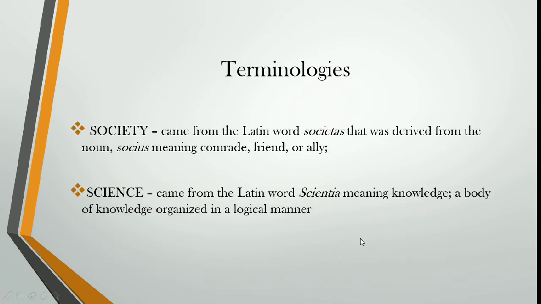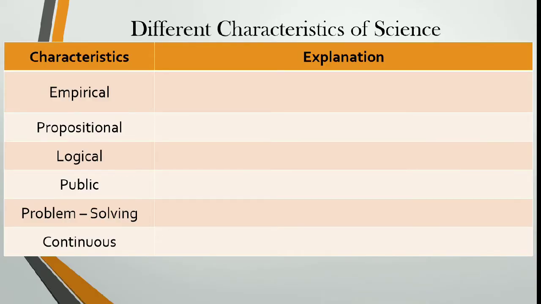So some terminologies: I was able to explain to you that science, or ciencia, means knowledge, a body of knowledge organized in a logical manner. Meanwhile, society, from societas, was derived from the noun socios, meaning comrade, a friend, or an ally. At this point, let us discuss the different characteristics of science.